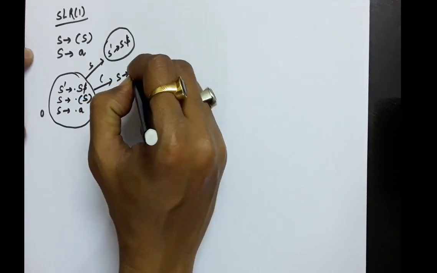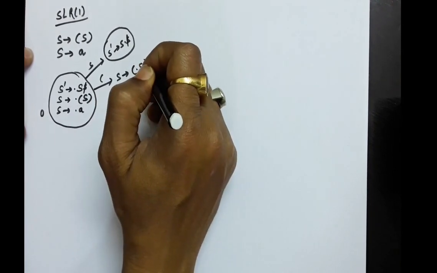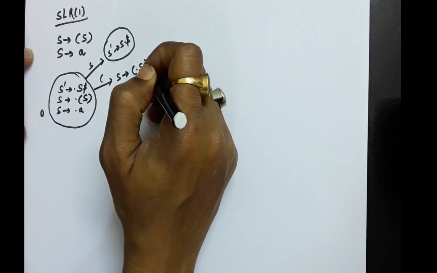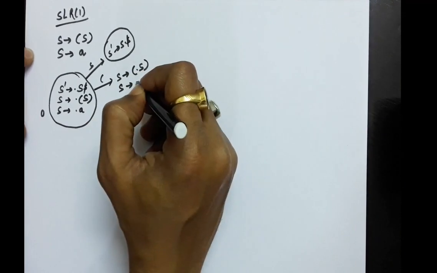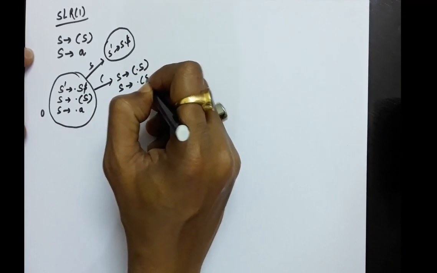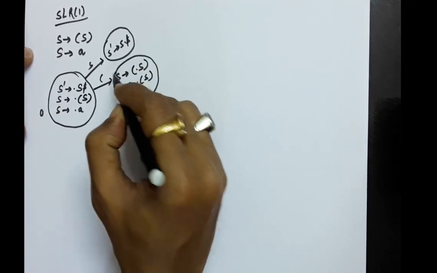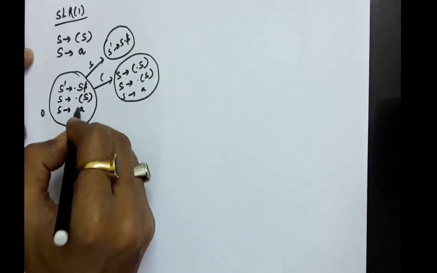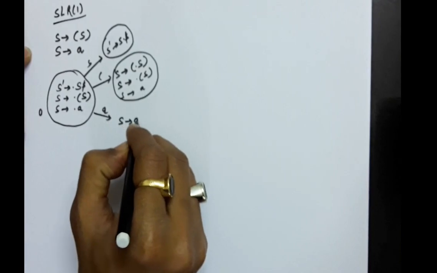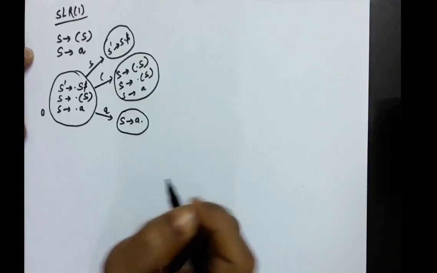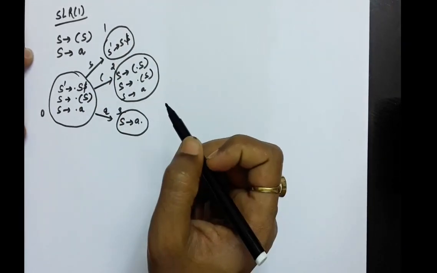So S' produces S dot dollar, and if you take an opening parenthesis from the zero state, we will be going to S produces opening parenthesis dot S, and since after the dot there is a non-terminal symbol or a variable, we will be writing all the productions starting with capital S with a dot in the beginning. So this is the new state. And now if you see the small a from here, we'll go to S produces a dot. This is a new state.